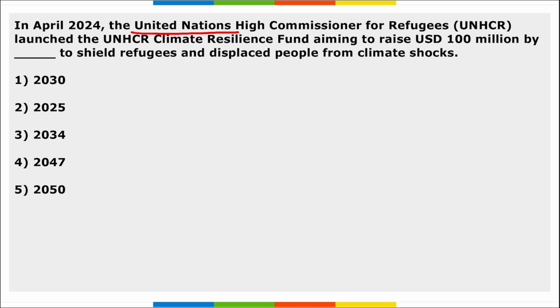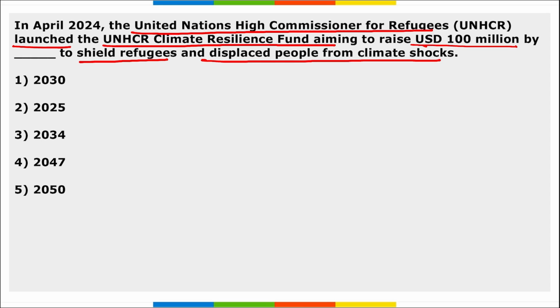Next, United Nations High Commissioner for Refugees launched the UNHCR Climate Resilience Fund aimed at raising $100 million by dash year to shield refugees and displaced people from climate shocks, and it is by the year 2025. By 2025.